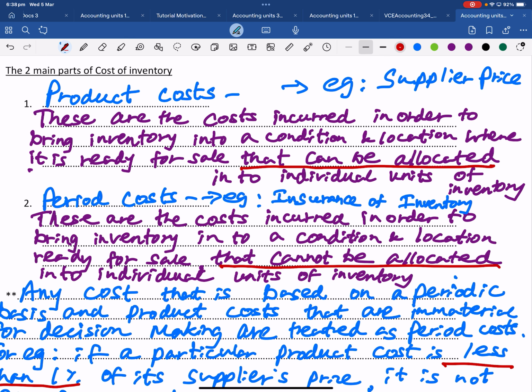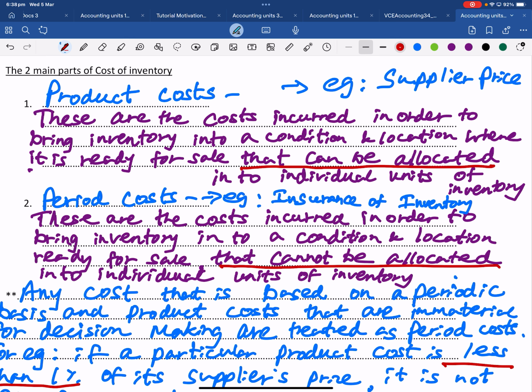Some costs we are paying periodically for one particular period. For example, insurance of inventory, not the normal insurance. Don't misunderstand. We've been treating insurance as an expense, and you have done it in Unit 2 as well. But this insurance is different. Insurance for inventory. Why do we pay insurance for inventory? Then what is the insurance we normally pay?